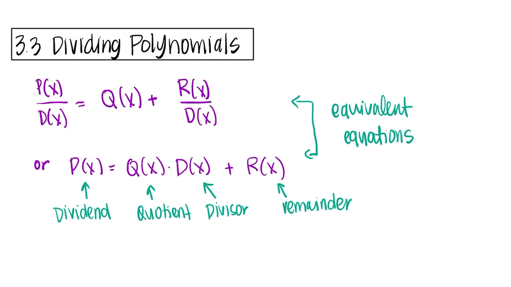It is possible that Q of X or R of X could be equal to 0, depending on the division. If the degree of the dividend is less than the degree of the divisor, then the quotient would be 0. If the divisor is a factor of the dividend, then the remainder would be 0.